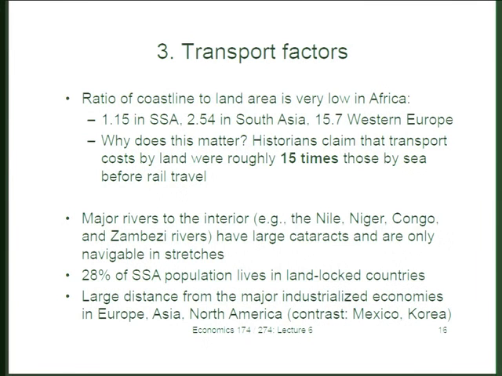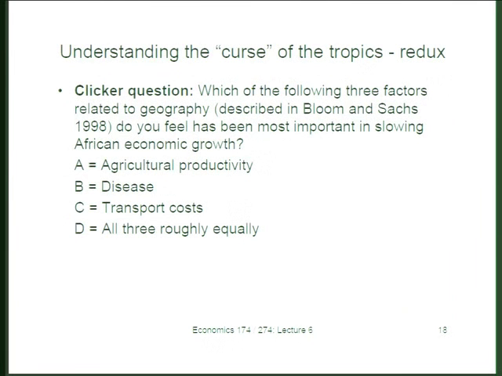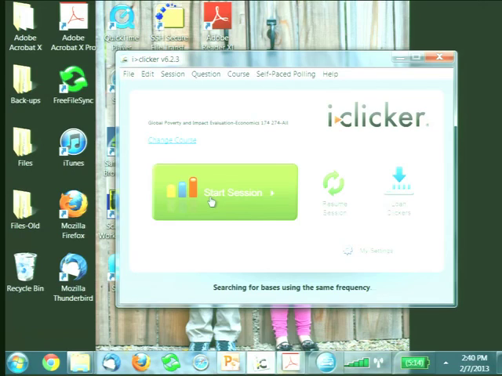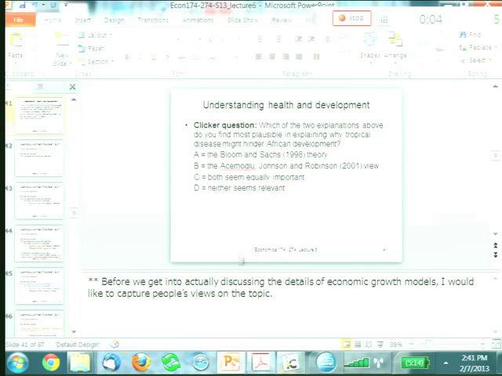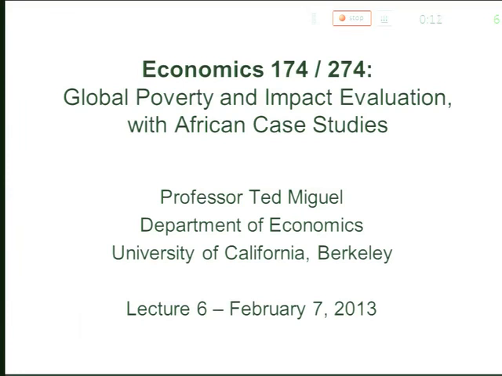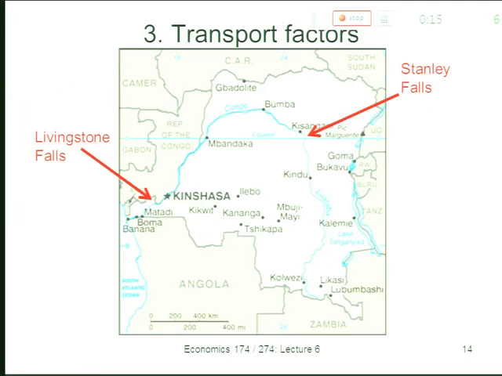Okay, so we've talked about these three factors, and I just want to do the redux again on the clicker. So if you can turn your clicker on, let me start the clicker session, which I haven't done. Okay, so I'll put the slide back up. Oh no, this isn't it. Sorry. Let's get to the right clicker question. Okay, so here it is.